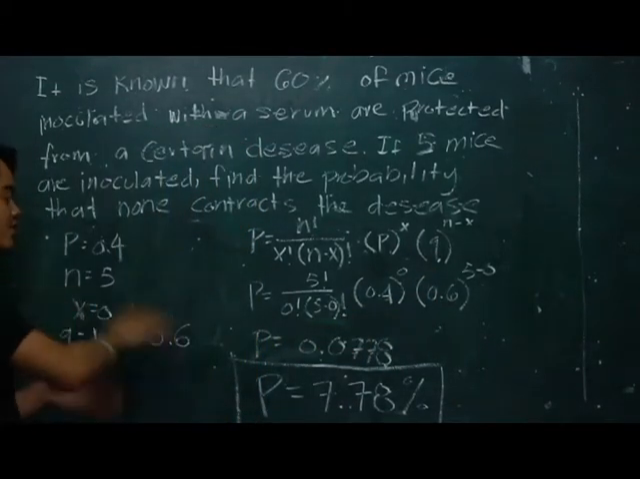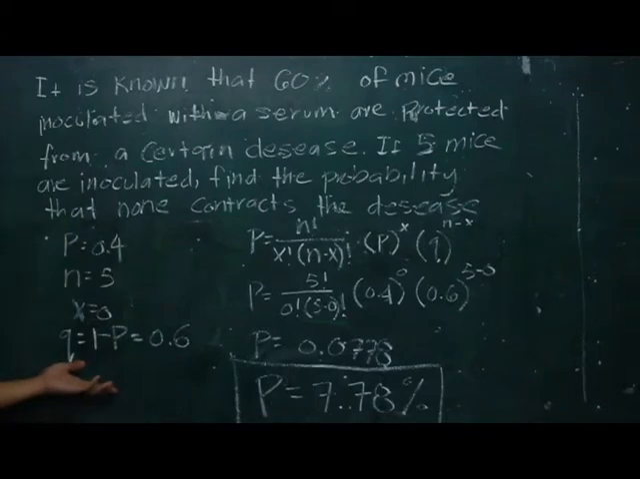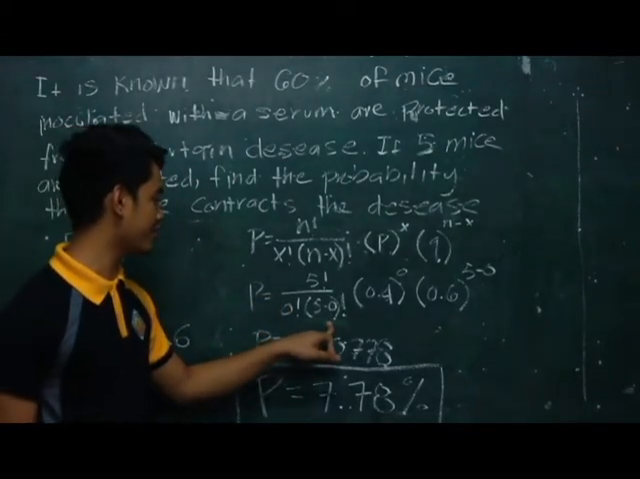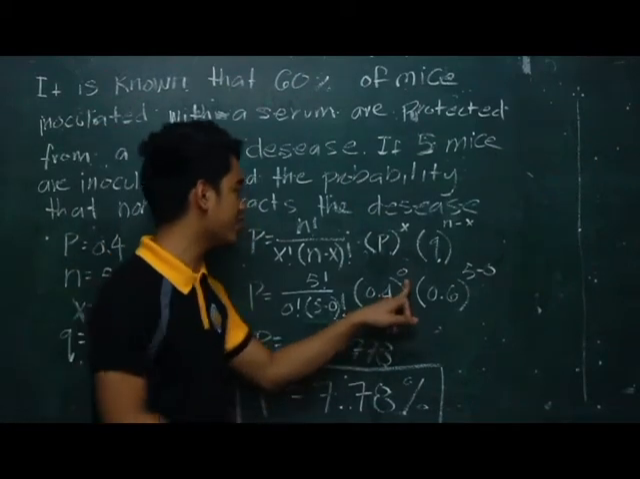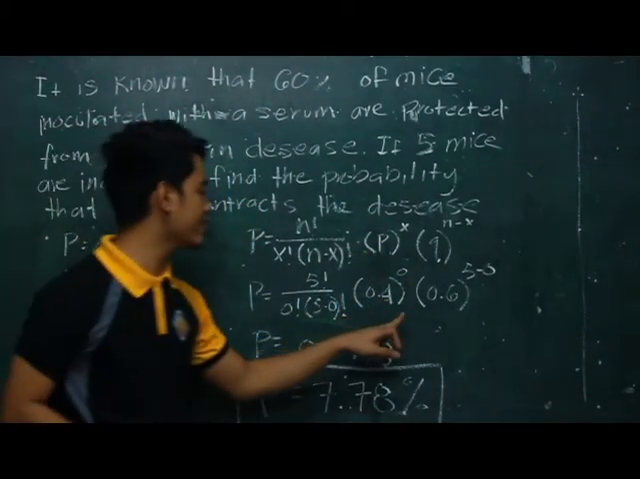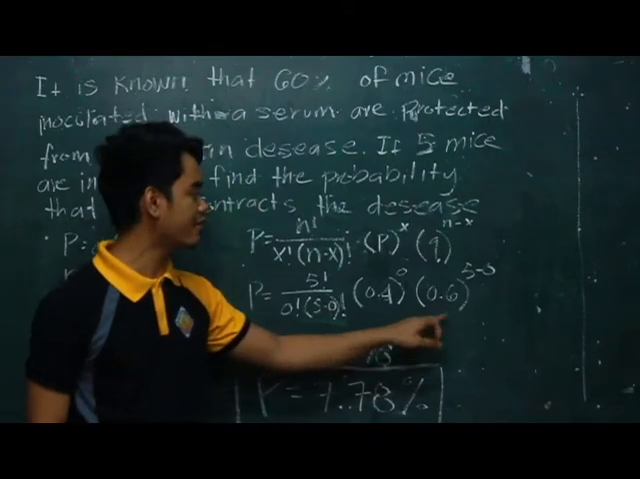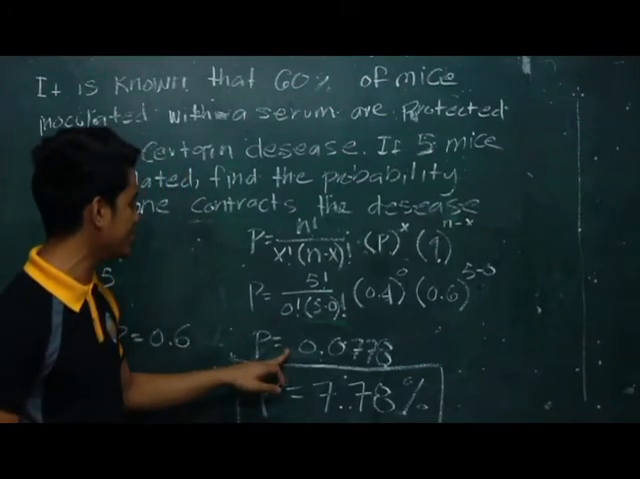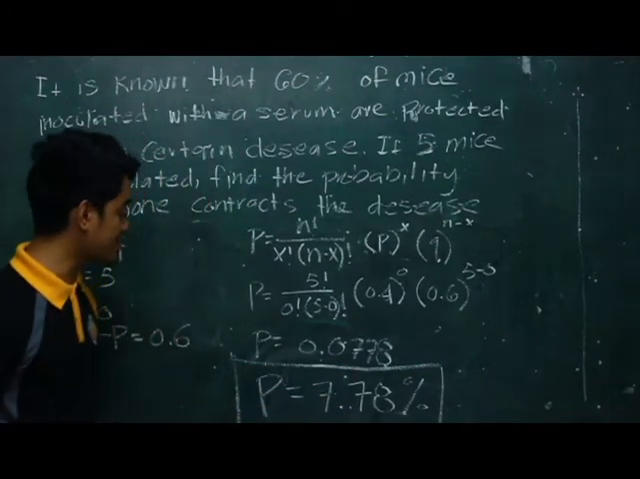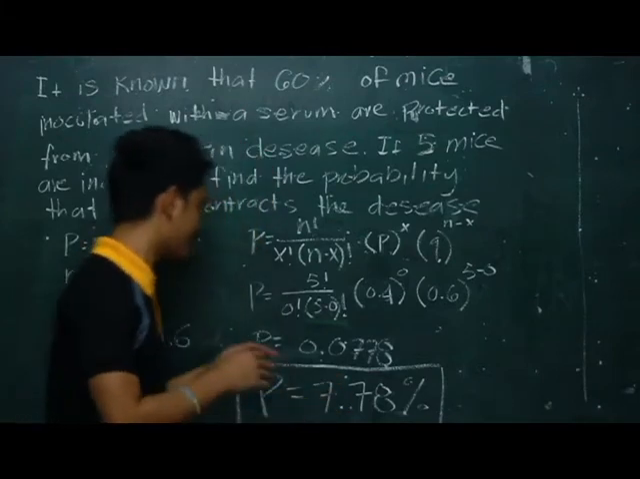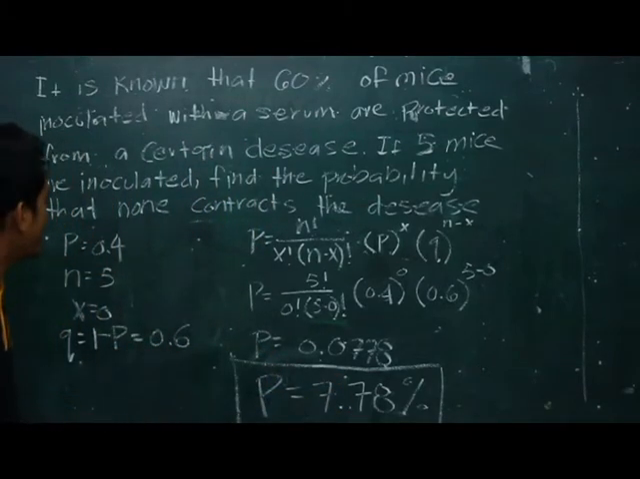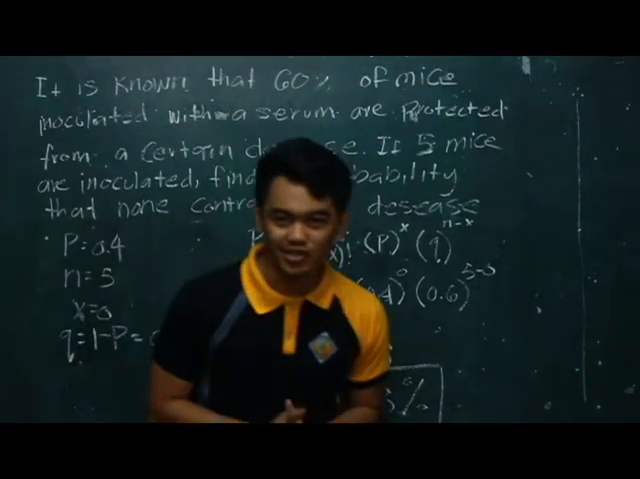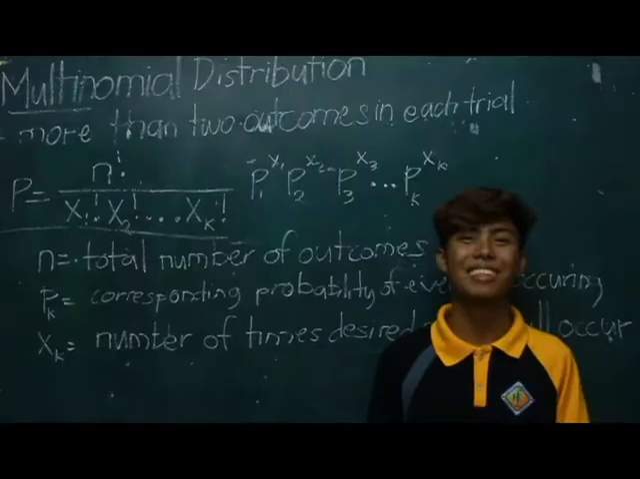So just input all the variables here. We have here 5 factorial over 0 factorial times 5 minus 0 factorial times 0.4 to the power of 0, which is x equal to 0. Then we have here, again, times 0.6 to the power of 5 minus 0. Then, on the calculator, we have p equal to 0.0778 or 7.78%. That is the probability where none of the mice contracts the disease. Thank you.